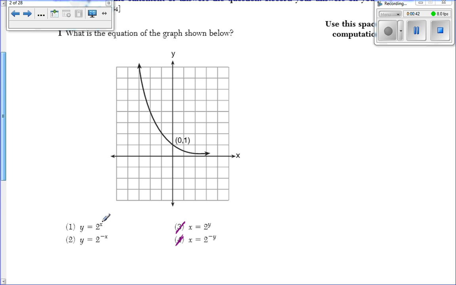Well, 2 to the x would be increasing, that would be positive, so that would be going this way. And 2 to the negative x is kind of like having a fraction in there. If you type it into the calculator, you will see that choice 2 is what matches it the best.